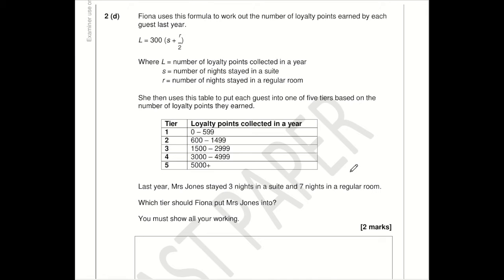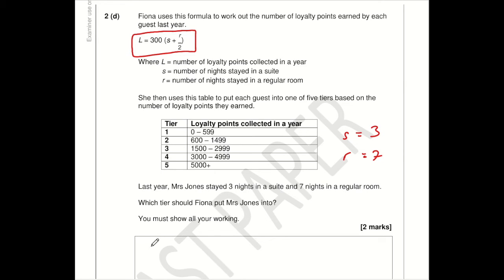Okay, so 2D, a lot of reading to do, but it's relatively straightforward, this question. Here is your formula. We know what L, S and R stand for. So Mrs. Jones stayed for 3 nights in a suite, so S is 3, and a regular room 7, so R is 7.